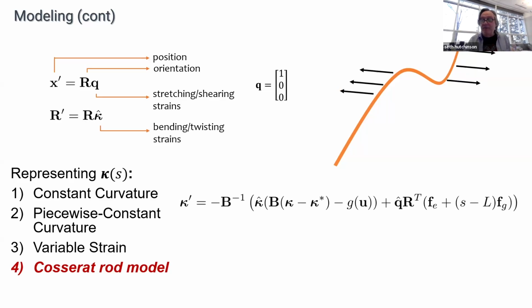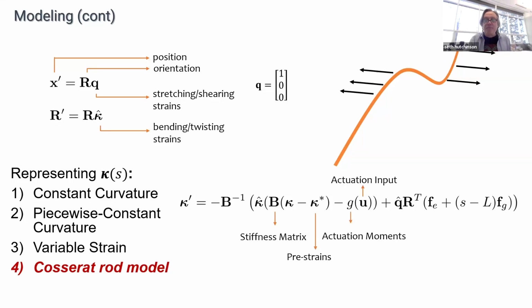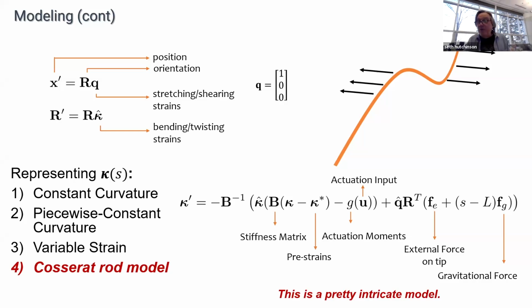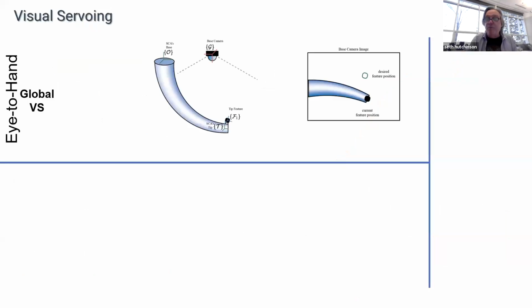Here it is. It looks sophisticated, but it's really straightforward. You've got a stiffness matrix, pre-strains, actuation input, actuation moments, external force on the tip, gravitational force. It's a pretty intricate model, but everything makes intuitive sense, right? At least in terms of understanding what the individual components are. You may not understand immediately why the components show up in the equation in this way, but it's easy to understand what's happening in terms of the individual components and what they mean.